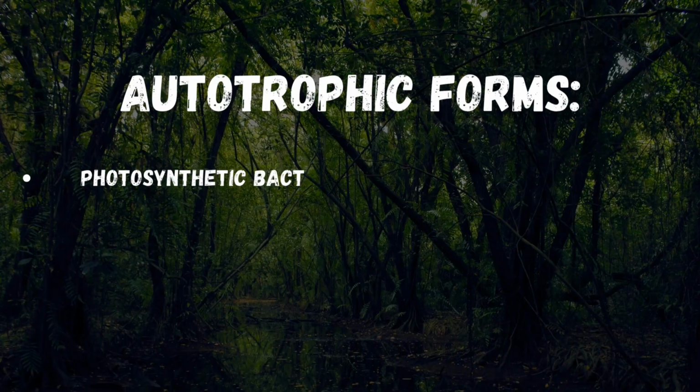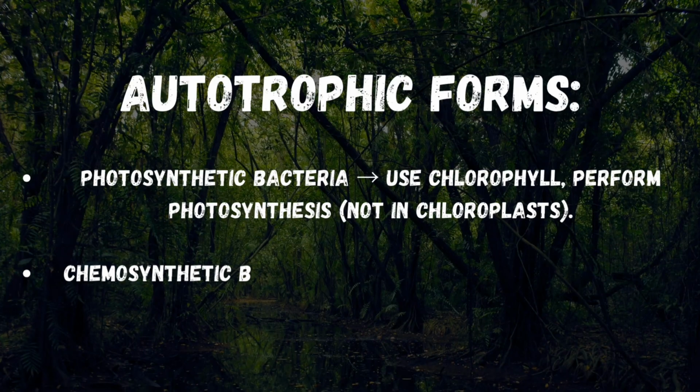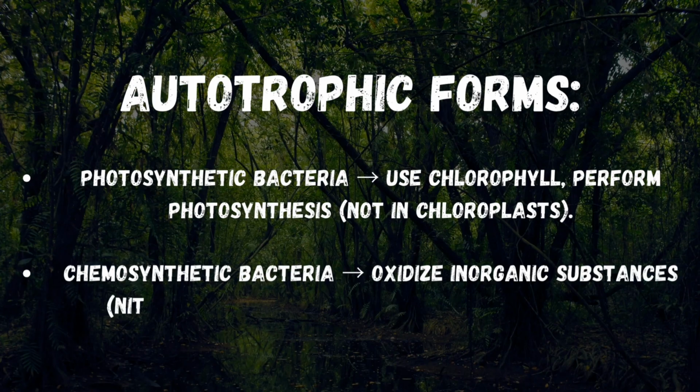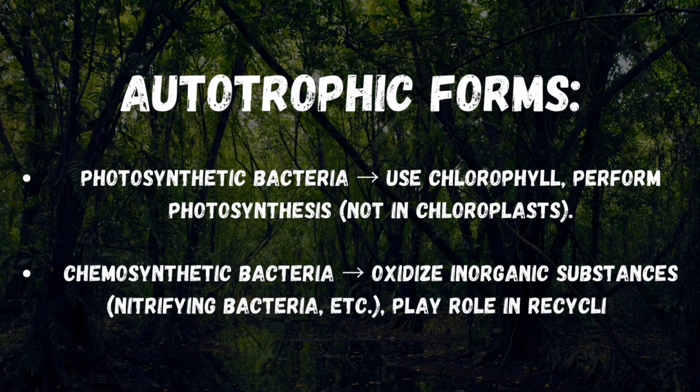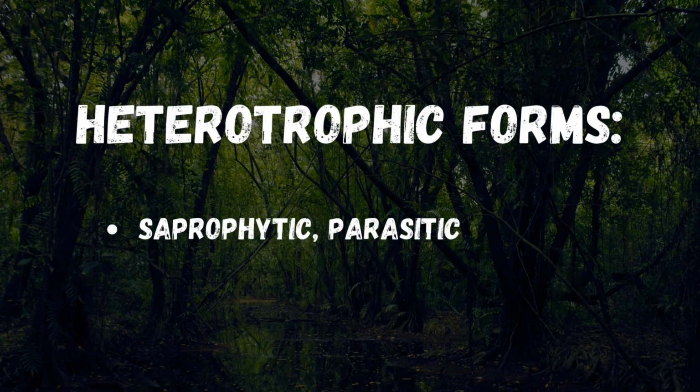Autotrophic forms: photosynthetic bacteria, which use chlorophyll and perform photosynthesis. Chemosynthetic bacteria oxidize inorganic substances and play a role in recycling. Heterotrophic forms: saprophytic, parasitic, and symbiotic.